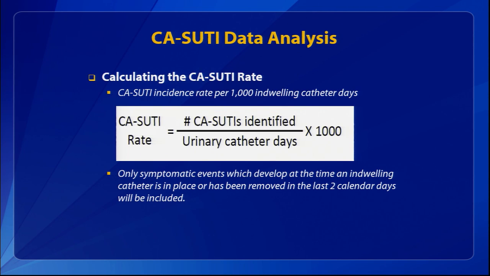So before discussing the tables, I would like to take some time to discuss some of the metrics for UTI calculations. So first, the CA-SUTI rates that we'll be discussing. The catheter-associated symptomatic UTI rates are calculated by dividing the number of events by the urinary catheter days times 1,000 catheter days. This only includes symptomatic events which develop at the time an indwelling catheter is placed or has been removed 2 days prior to the event, with the day of removal being day 1.